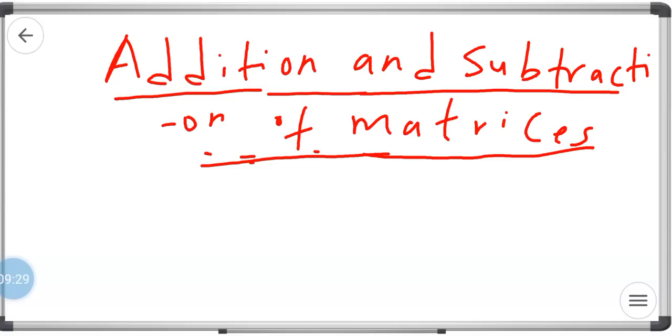So quickly, let's consider a few questions under addition and subtraction. But firstly, we'll be considering questions under addition. So quickly, let's consider this first question.